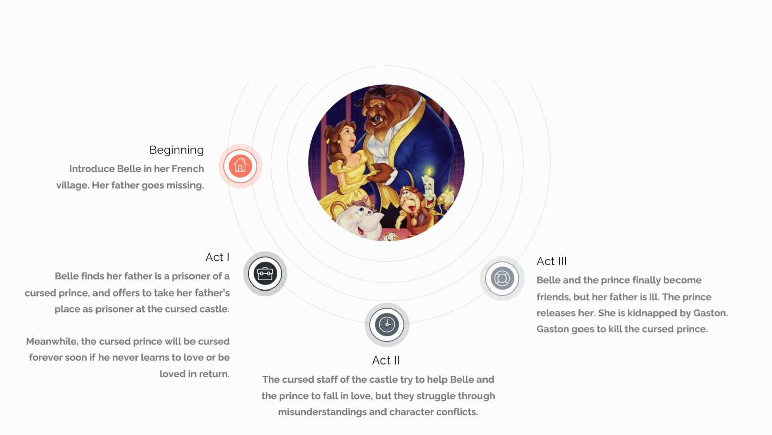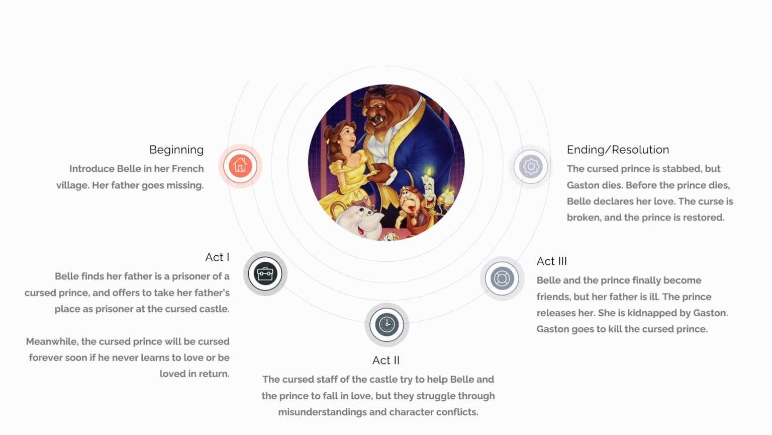So the prince and Belle finally become friends, but her father becomes ill looking for her to save her, and so the prince releases her, and then she's kidnapped by Gaston, and Gaston goes to kill the cursed prince. And so this is the big final finale. Do or die. The curse either is broken or the beast dies, or we don't know what'll happen. So the ending and the resolution is the cursed prince is stabbed, and then Gaston dies, and right before the prince dies, Belle declares her love for him, and the curse is broken, and the prince is restored, and that's the ending and the resolution.